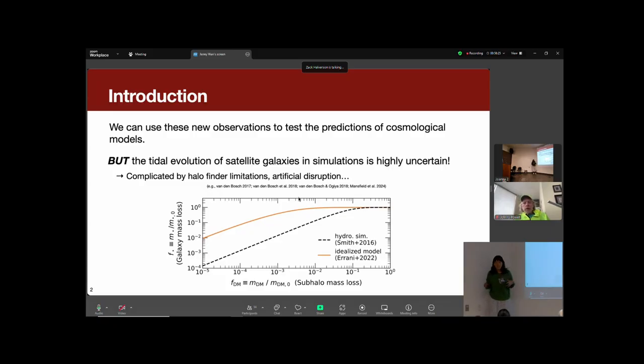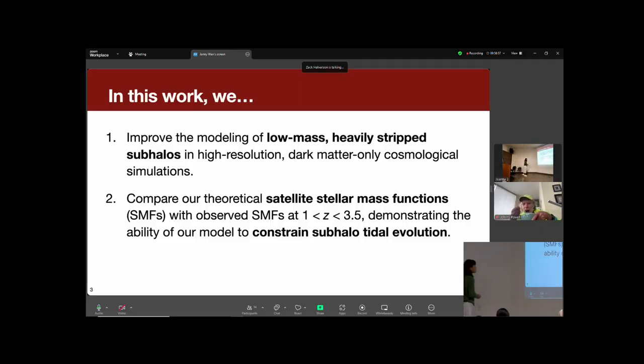But the issue is that there are a lot of confounding variables due to limitations in our simulations. So we have things like halo finder errors, where the things that are tracking your subhalos across a simulation can lose them prematurely. And there are also a large number of numerical effects that could cause artificial disruption as well. So that's all to say that there's still a large amount of uncertainty as to how subhalos respond to gravitational tides in simulations.